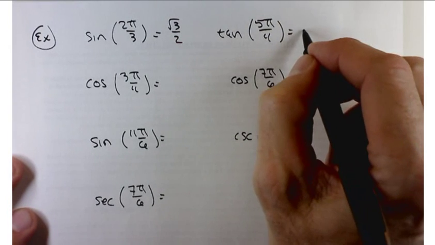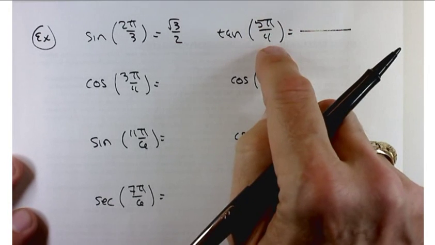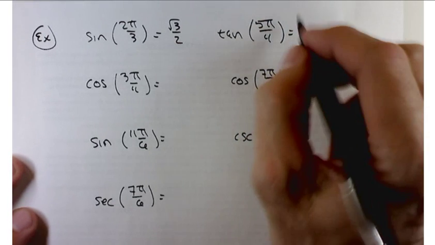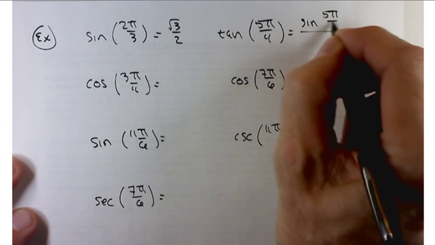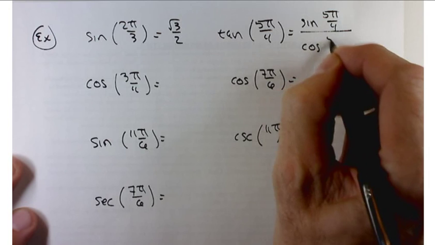For the tangent here, tangent of 5 pi over 4, you could think of it separately as a sine of 5 pi over 4 over the cosine of 5 pi over 4.